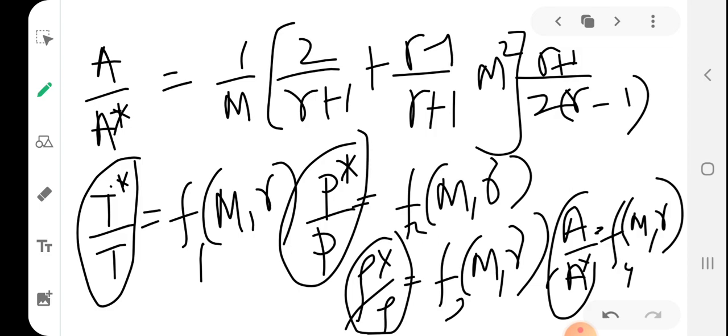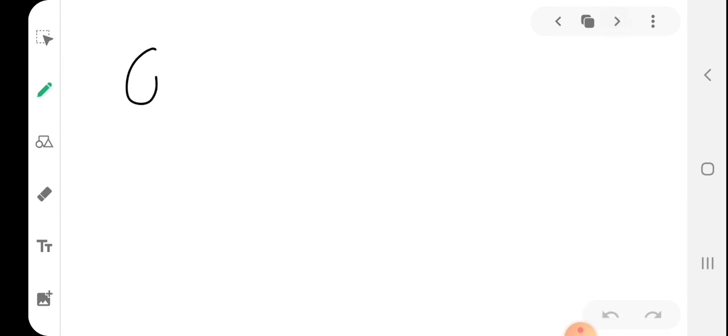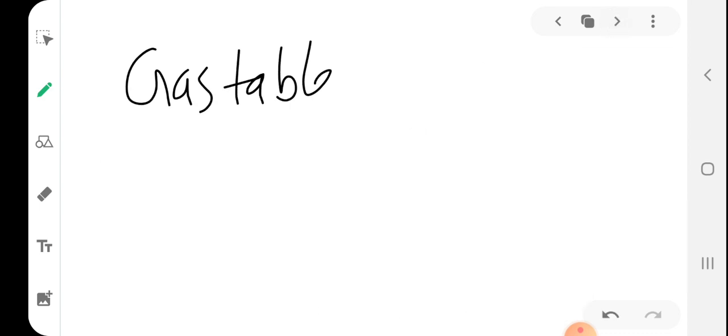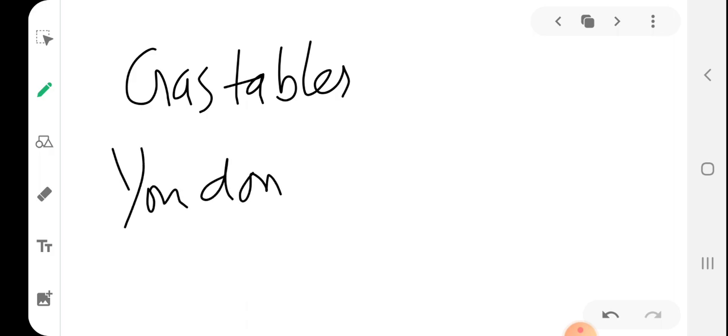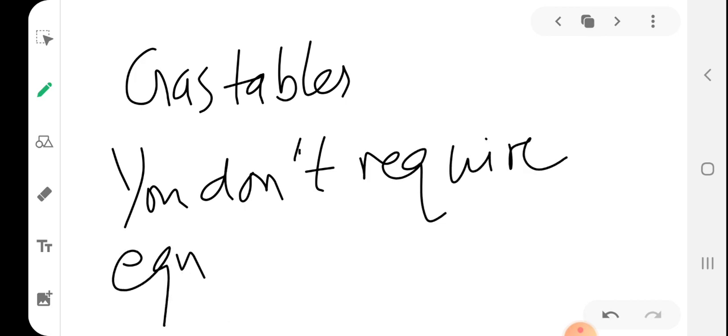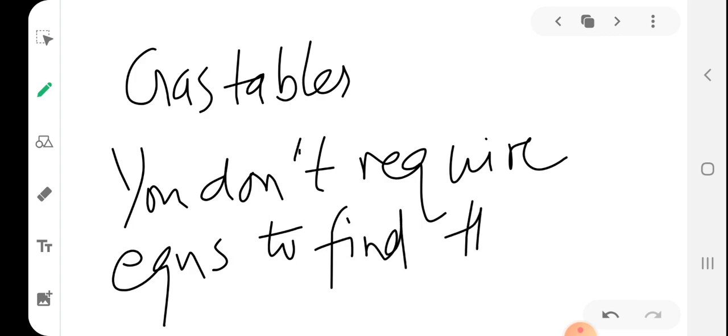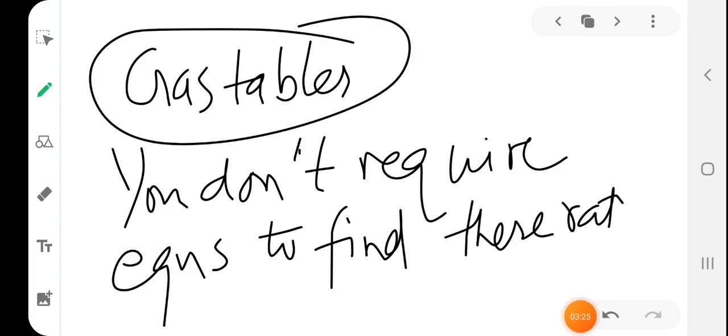So students, now the important point is that all these ratios are tabulated in gas tables. In the gas tables, you will get all the values. You need not learn those equations by heart, so you don't require equations to find these ratios. Use gas tables. I will show the gas tables.